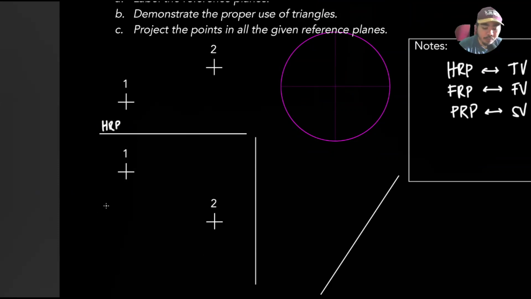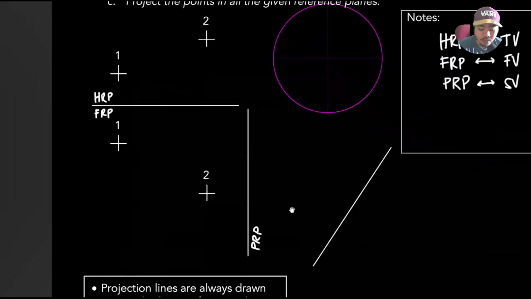This is HRP. And the one in the center, we call it the FRP. And here on the side, this is the PRP. Okay? Not always the case, but most often it looks like this. And we can label here.